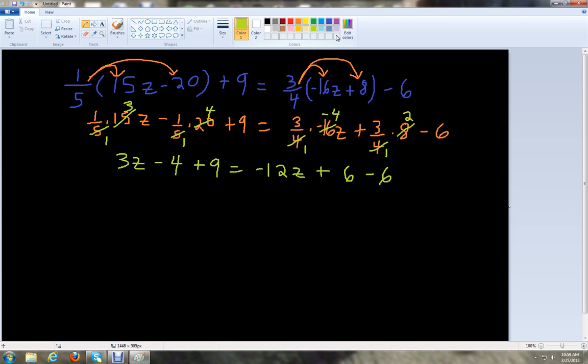So then we take negative 4 plus 9. Negative 4 plus 9 will give us 5. So we'll have 3z plus 5 equals negative 12z. Now this plus 6 minus 6, these cancel, right? Because that gives us 0. So we can just cross those out. So 6 minus 6 is 0. So all we have left is negative 12z. So we have 3z plus 5 equals negative 12z.